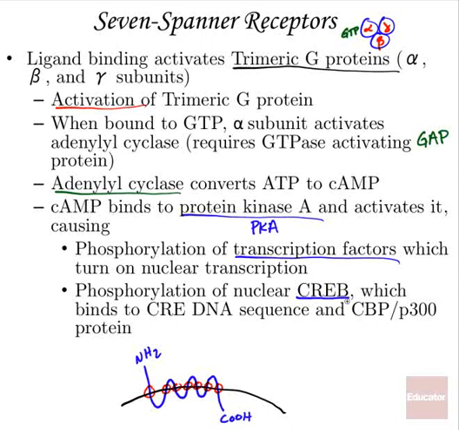Protein kinase A can also phosphorylate another protein called CREB, which will bind to a specific DNA sequence called CRE, as well as be bound by CBP and p300 protein, where CBP stands for CREB binding protein. CBP/p300 is normally considered a transcriptional activator, so it turns on the transcription of genes. So there are 2 different ways that protein kinase A can affect gene expression.